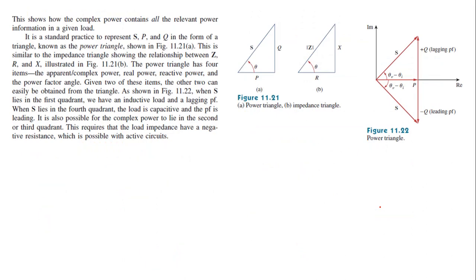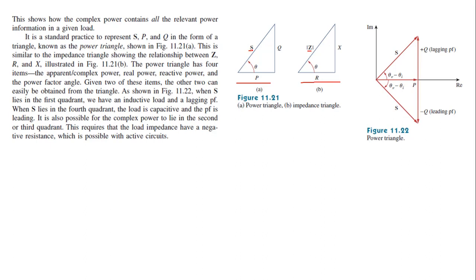Now this complex power can be written in the form of a power triangle. You can see that this is a power triangle and this is an impedance triangle. The x part here is resistance and this is reactance, and this hypotenuse is the magnitude of Z, which is impedance. Similarly, we know that P is real power, Q is reactive power and S is complex power.